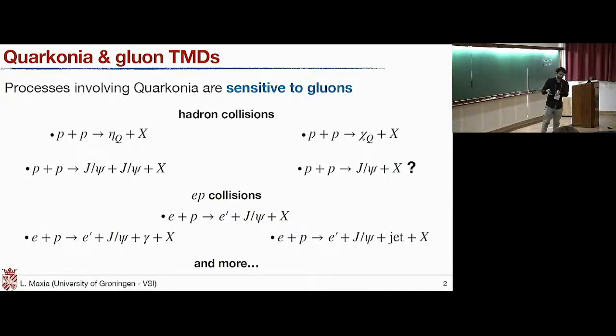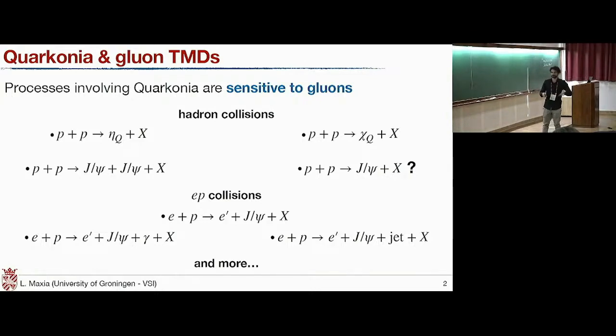interesting, in particular since it is the topic of this workshop. If you study processes that involve quarkonia, you are actually sensitive to gluons. So if you want to investigate the gluon distribution of the proton, for example, look at such processes like in hadron collision, proton-proton collision into quarkonia like eta_c, chi_c, double J/psi, which can be interesting. Even to some extent, the single J/psi, with some caveats that I will not discuss here.